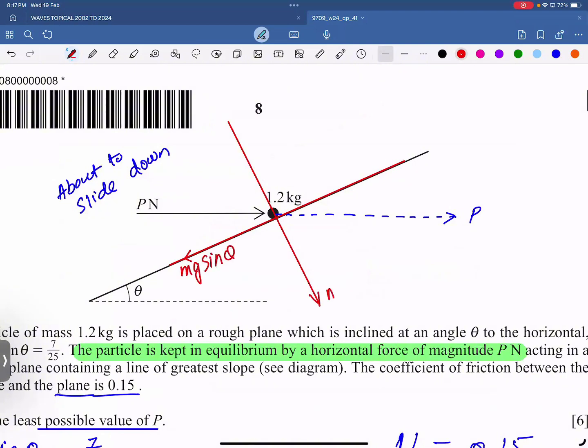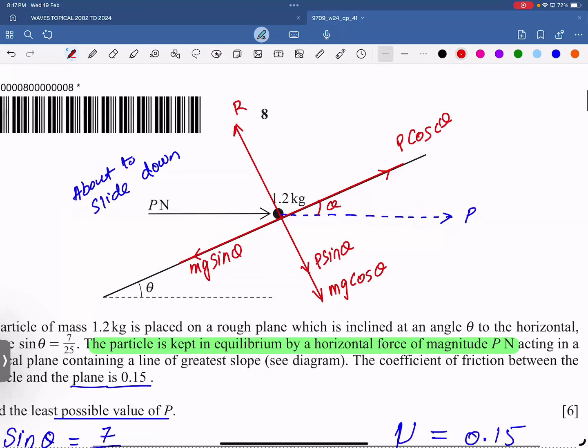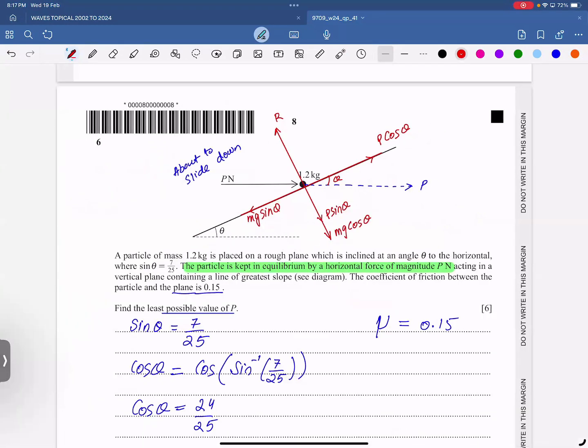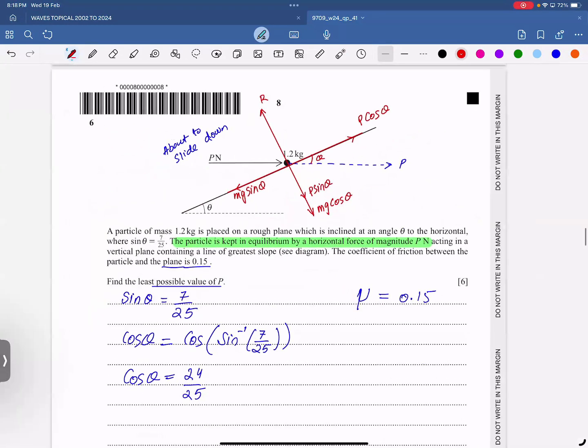Here you are going to have mg cosine theta. Here you are going to have R. Now since I push this force this way, so it means its angle, using the geometrical property, is also theta. So this will be the adjacent component, P cosine theta, and the down will be P sine theta. Now before we go for friction direction or path, can we just first relate the equation for R?